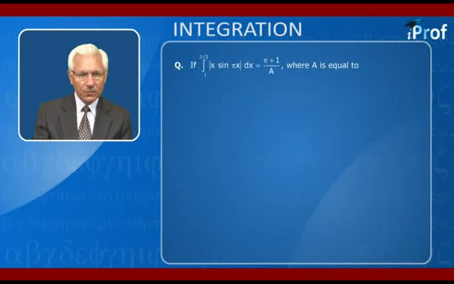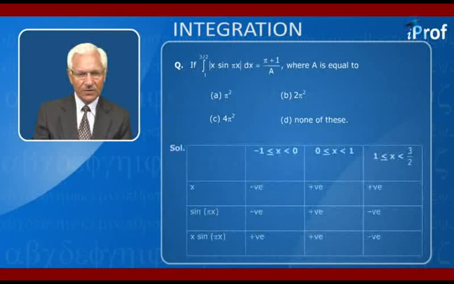If the integral from minus 1 to 3 by 2 of modulus of x sine pi x dx is equal to pi plus 1 upon a, where a is equal to: option A, pi square; option B, 2 pi square; option C, 4 pi square; and option D is none of these.